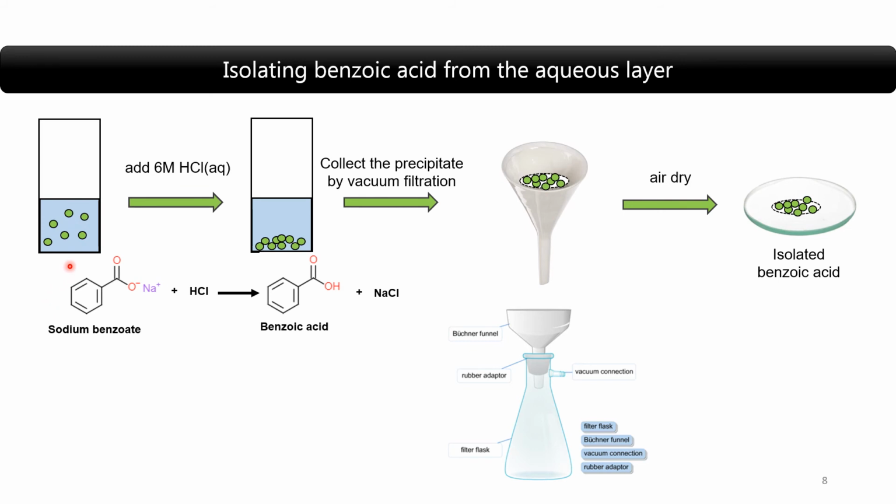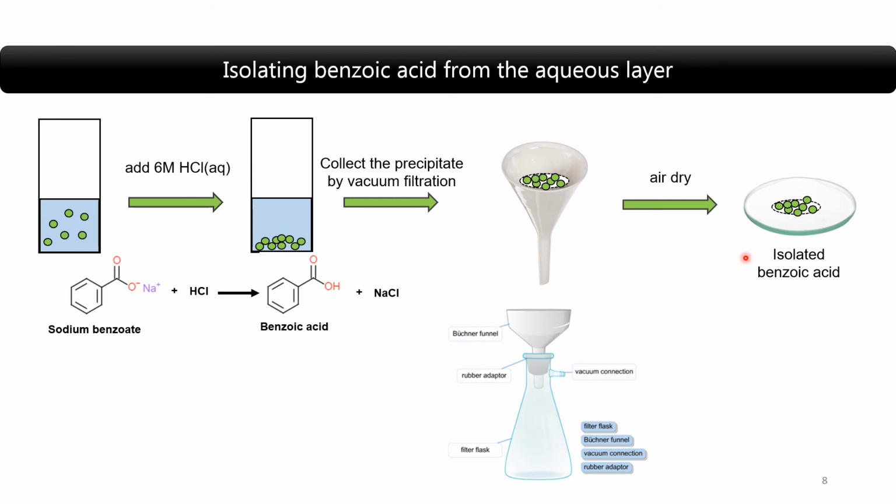To change sodium benzoate back into benzoic acid, we're going to add 6 molar HCl. That will react with sodium benzoate and convert it back to benzoic acid, and we will get sodium chloride as a side product. Since benzoic acid is insoluble in water at room temperature, it's going to precipitate, and we will be able to collect that precipitate through vacuum filtration, and then we can air dry, and now we have the isolated benzoic acid.